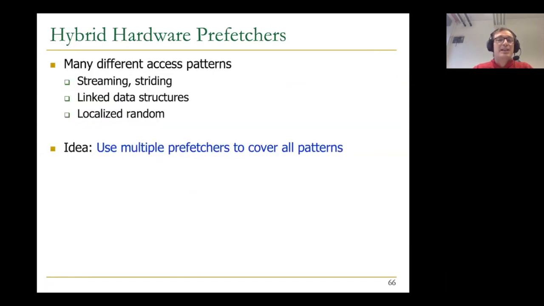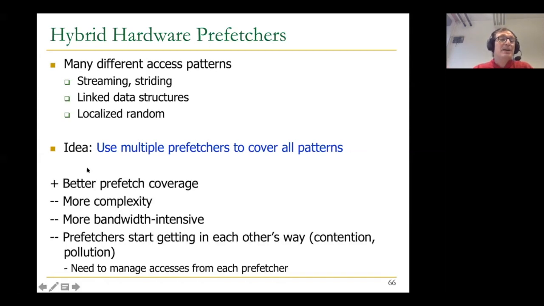Okay, so let me cover some more and find a good place to stop, and then we're going to continue tomorrow. But basically, hopefully it's clear to you that there are many different access patterns in programs: streaming, striding, linked data structures, localized random, completely random, etc. And it's very difficult to cover all patterns with a single prefetcher. So the idea in hybrid hardware prefetchers is to use multiple prefetchers to hopefully cover all or more than one pattern at least. And this gives you better prefetch coverage so that you can cover more patterns.